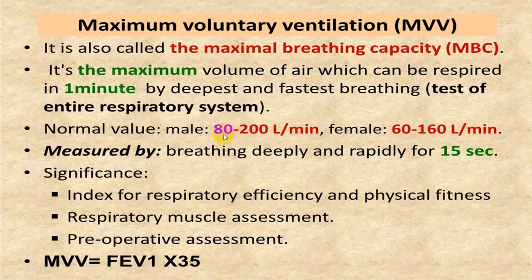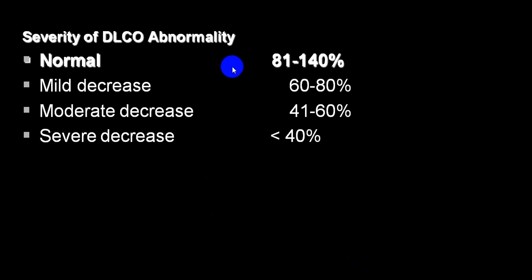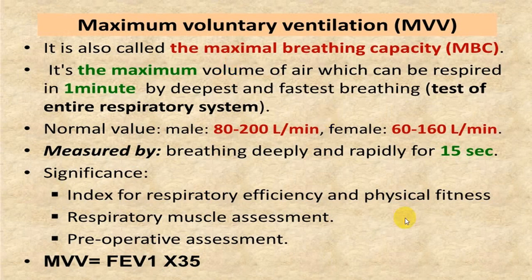Now this is around 80 to 200 liters per minute in males, and in females 60 to 160 liters per minute, and it is measured by breathing deeply and rapidly for 15 seconds, and then you can measure that, but it is not commonly utilized. Normal is 80% to 140%, and that is for DLCO, and this will help to find out the voluntary ventilation volumes, etc.